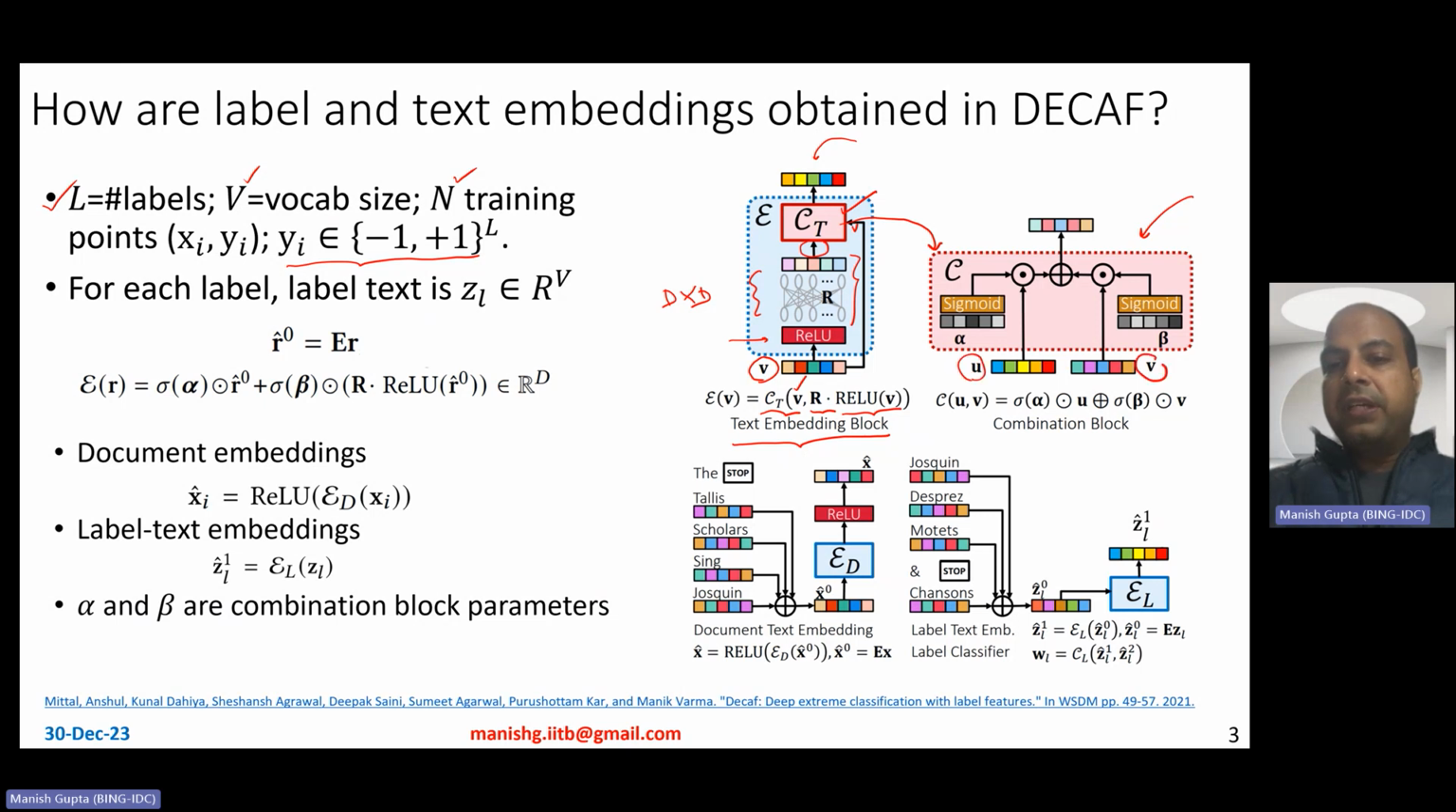U and V. So in our case, it is basically V and R into ReLU of V. OK, so what does it do with U and V? Well, it also has these free parameters alpha and beta. So these are parameters to be trained, right?